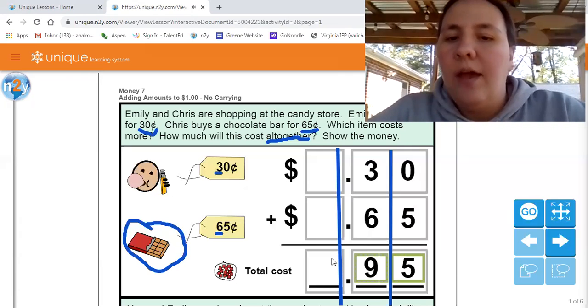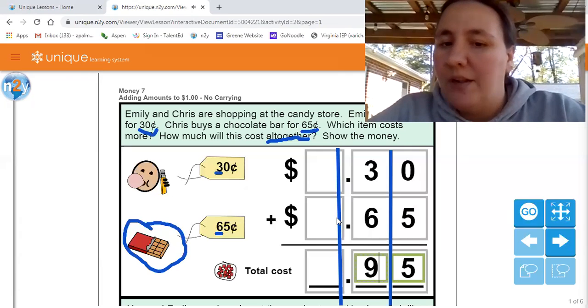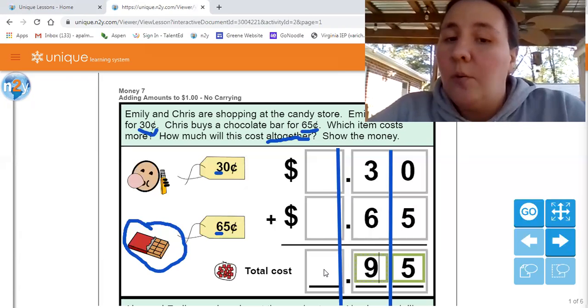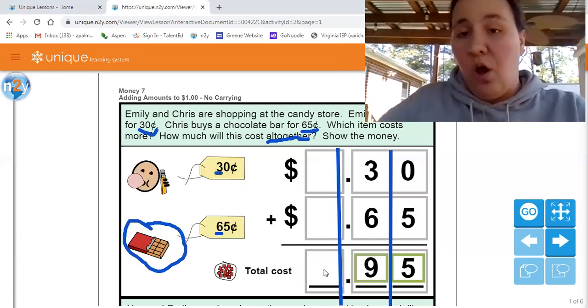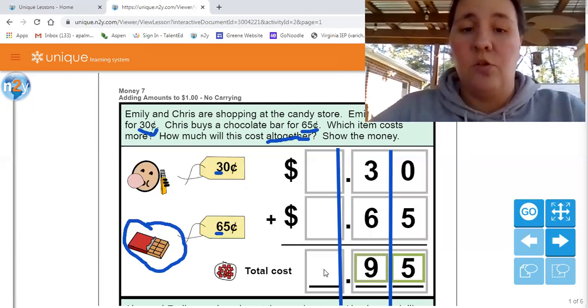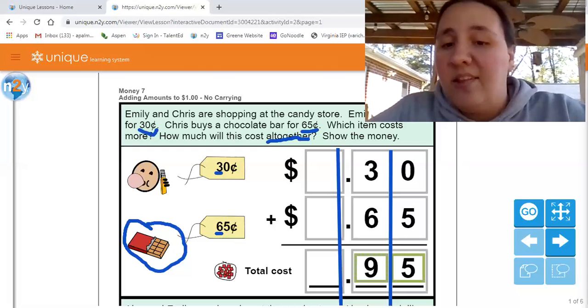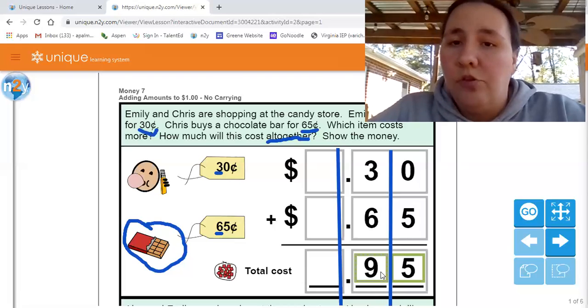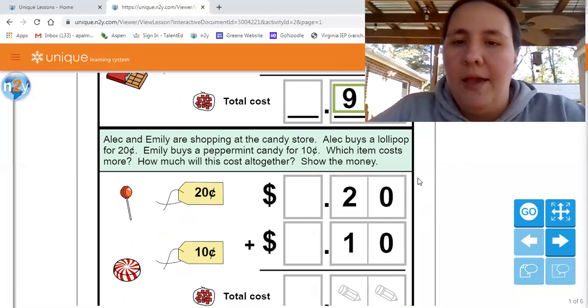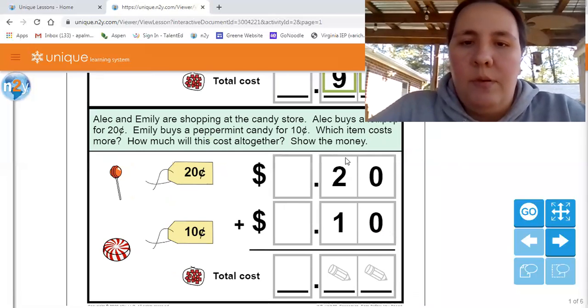Beautiful. And I don't have any dollars in this problem, so I'm going to leave this one blank. So our answer for how much it is altogether going to cost, so how much money I will need, is 95 cents. Okay? Beautiful job. Let me clear my drawings and we're going to try the next one together, okay?